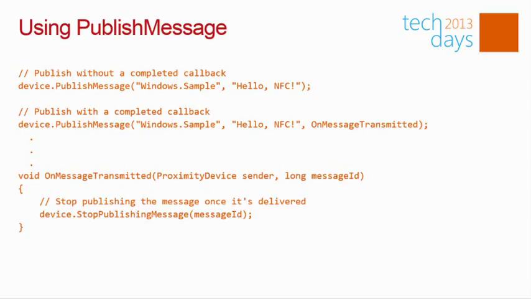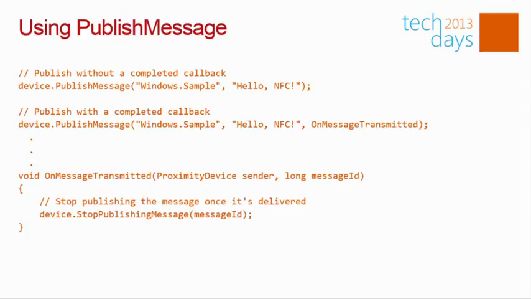The first is a string, which is the message type. In this API, the message type has to be Windows.something. It doesn't matter what the something is, but it has to be Windows.something. As you'll see in a moment, if another device wants to receive this message, it will have to register to receive Windows.something messages of its own.